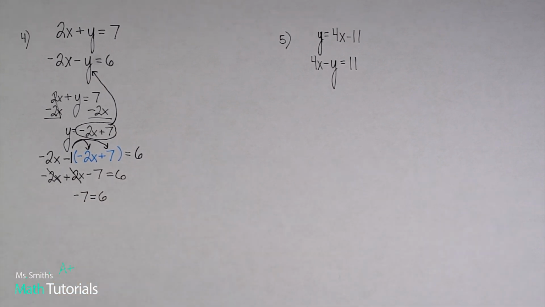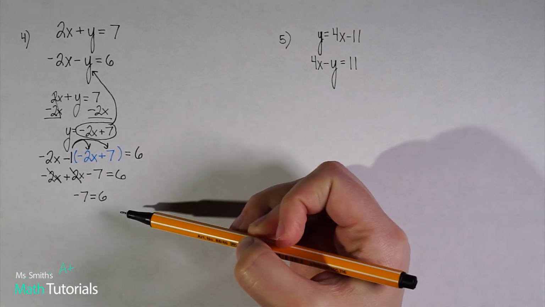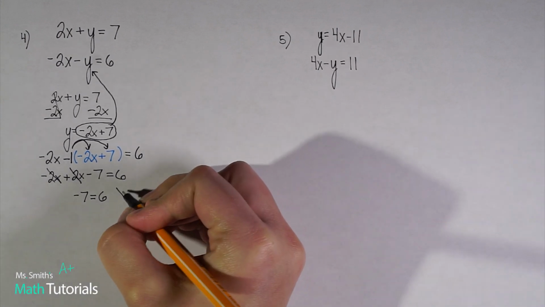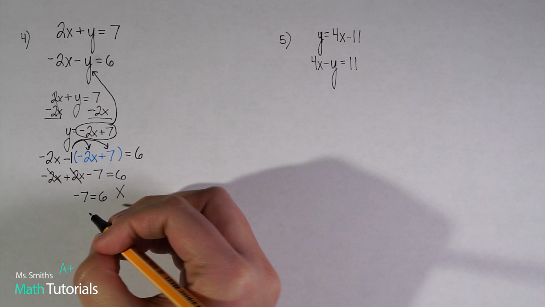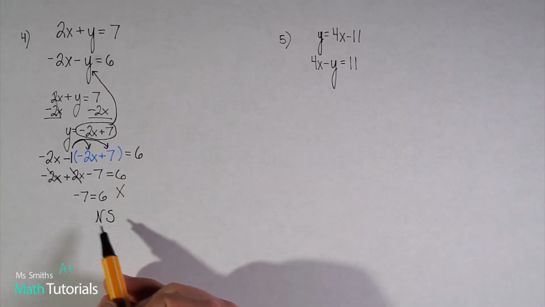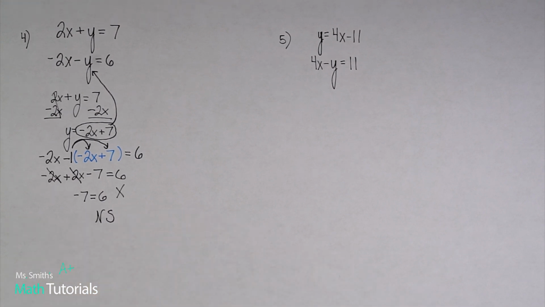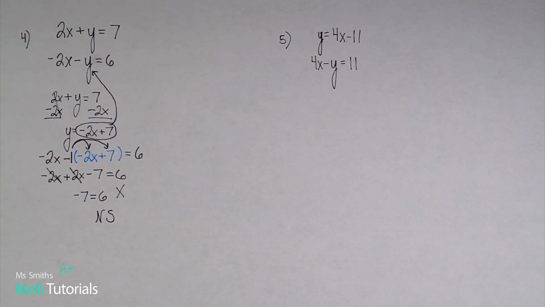All right, so now you've got to ask yourself a question. Does -7 equal 6? Is that a true statement? And the answer is no. That's a false statement. So therefore, these two systems of equations have no solution. Remember, you can write out no solution or you can just write NS, whatever works for you, but there's no solution that would work for this equation and also for the second equation.